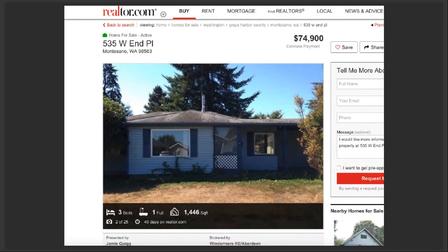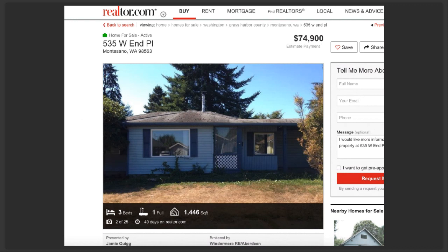So here's the deal. This is a property in a town where the average purchase price is around $150,000 to $200,000. This property was on the market for $74,900. Now, it needs some work. And I wish I had a lot more pictures, but for some reason, I didn't take them all. But this is the property.